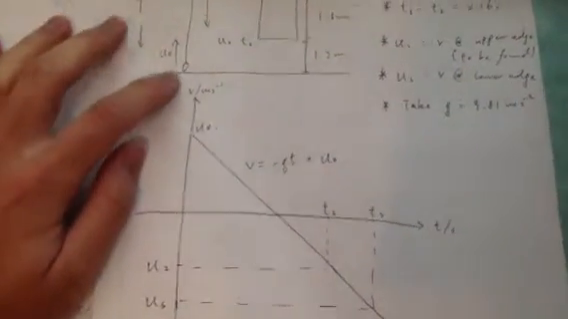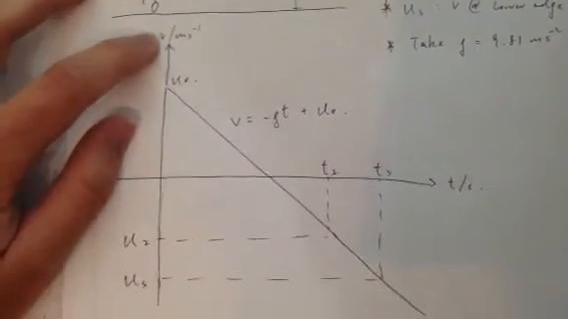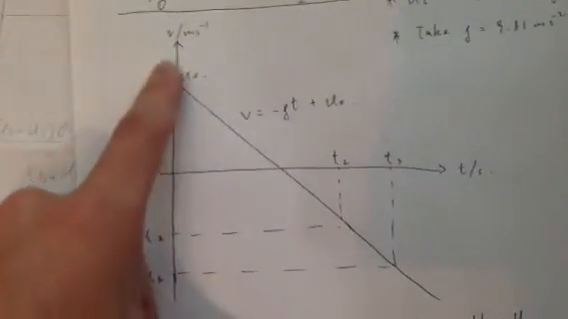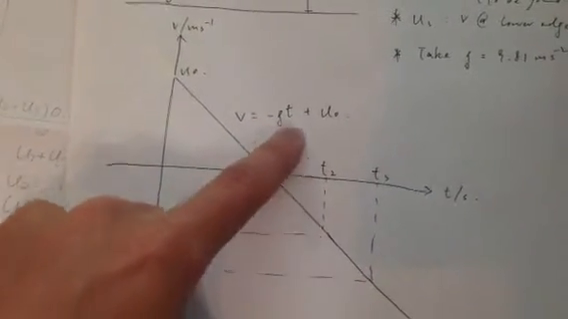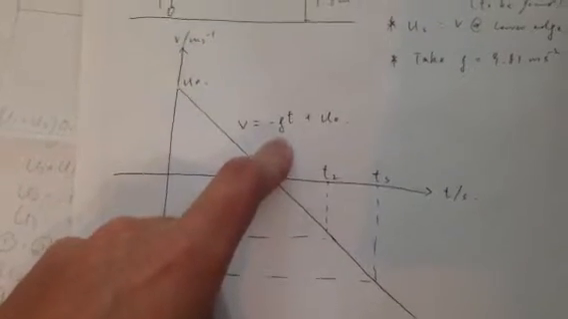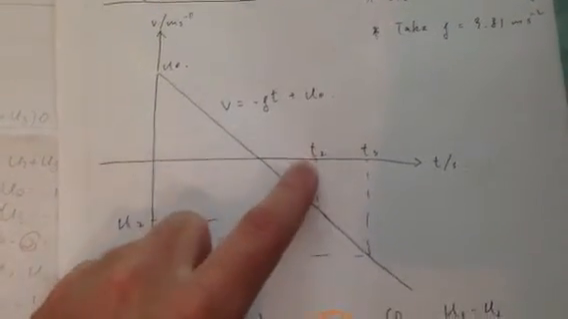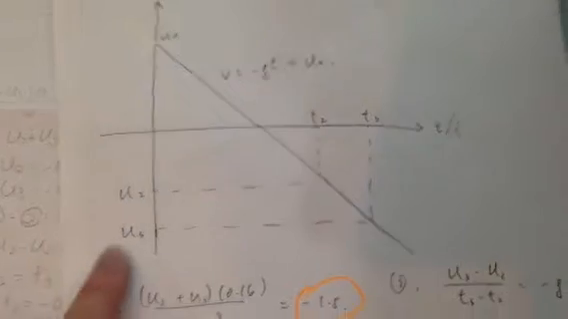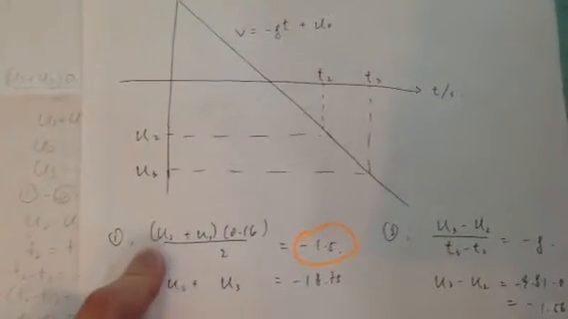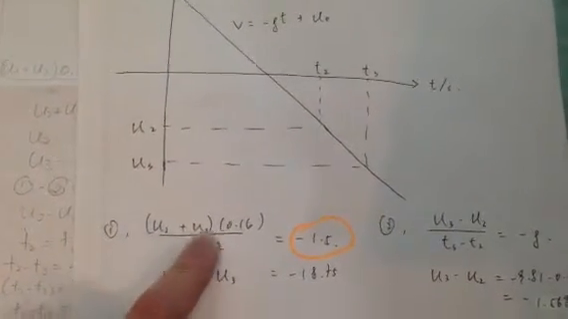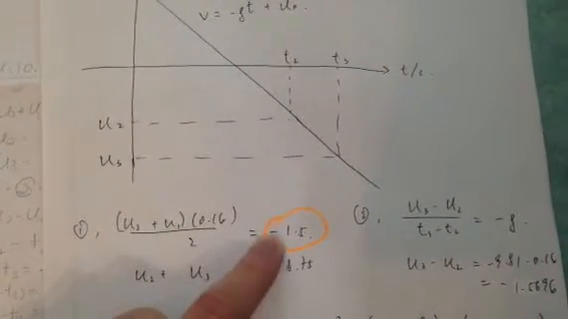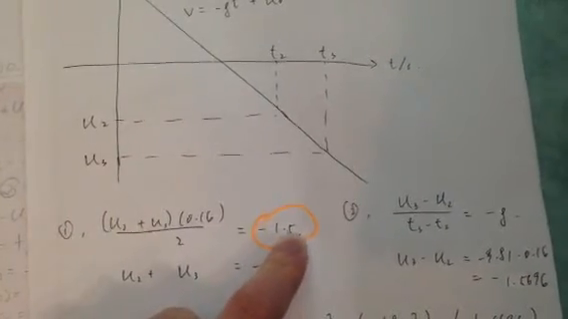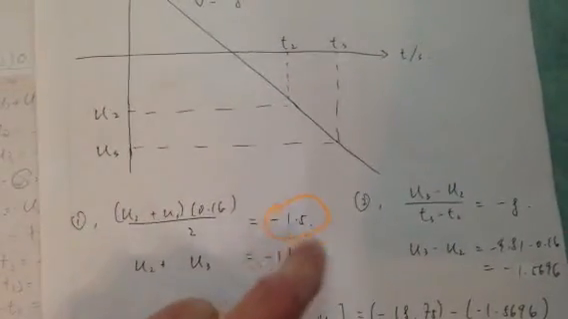I'm using exactly the same method as she did. A VT graph, with velocity V as the y-axis and time as the x-axis. V is equal to -gt plus u0, where g is the gravitational field strength on Earth's surface, and t2, t3, u2, u3. For equation 1, I use u2 plus u3, multiplied by 0.16, divided by 2, is equal to -1.5. And that's the question. I'm circling that to indicate it.